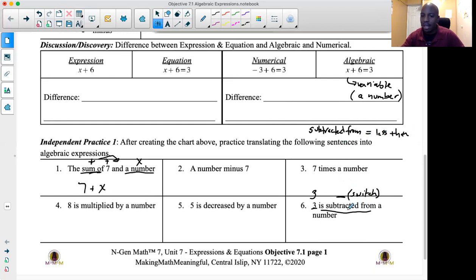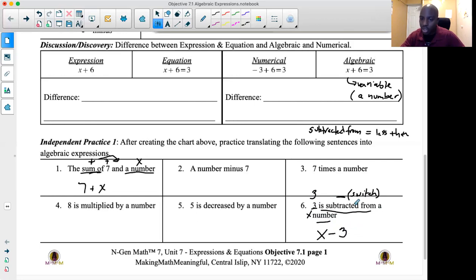And let me show you what that means. It says 3 is subtracted from, that means minus, but I'm going to put switch, meaning I'm switching the two numbers in their order. A number represents the letter X. So I have 3 minus X, which is how it should look, but because I have to switch them around, it's going to be X minus 3.